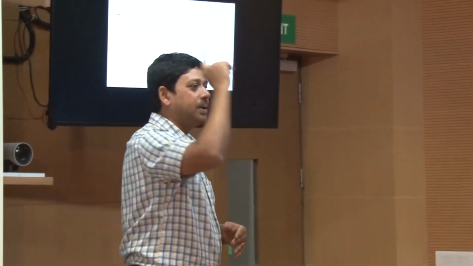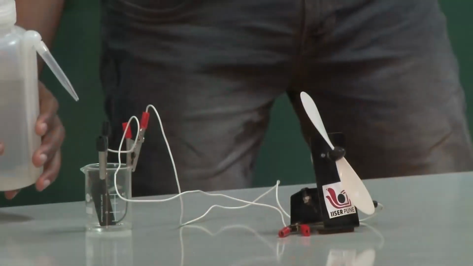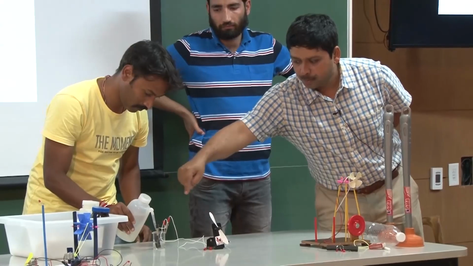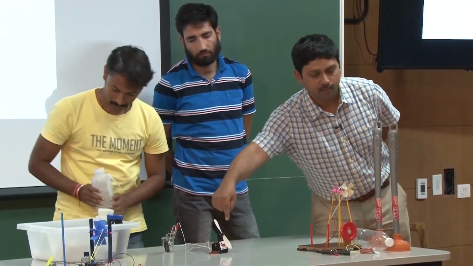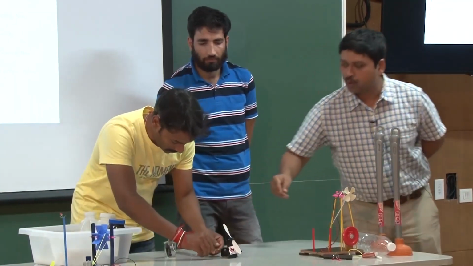We are converting chemical energy into mechanical energy. So he is going to demonstrate that. You see that there are two electrodes here in the glass, and then it is connected to a fan. Okay, it's actually not connected. So he is going to connect it to a fan.